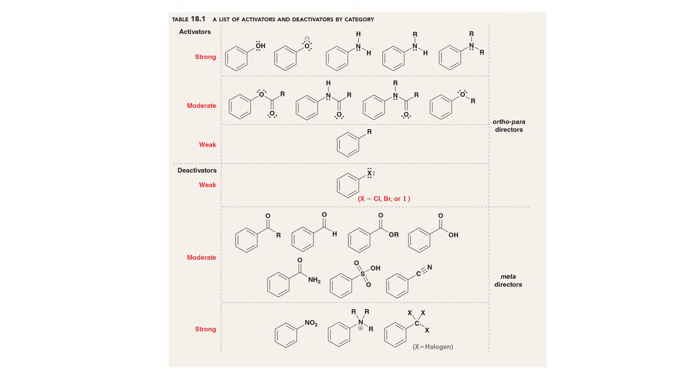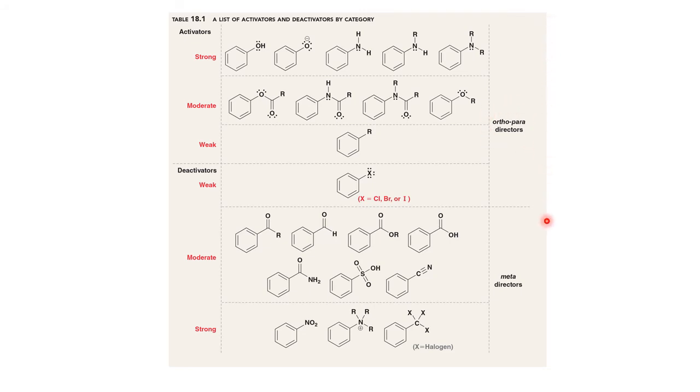So this is table 18.1 in its entirety. It is listed by activators and deactivators, but it also includes their directing ability. This is our cutoff for activators and deactivators. We have our weak, moderate, and strong activators, and our weak, moderate, and strong deactivators. Over here is the cutoff for the directing ability. Anything below this line, the moderate or strong deactivators, are meta-directors. Anything above this line, including the halogens and all of the activators, are ortho-para directors.